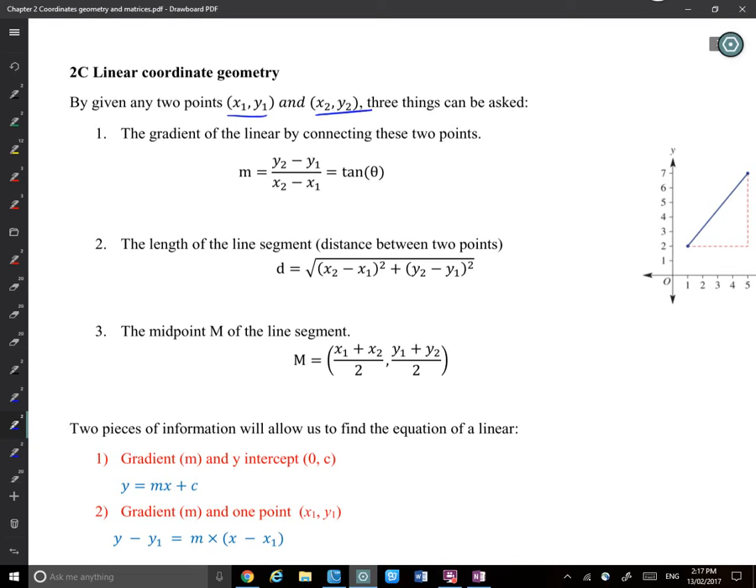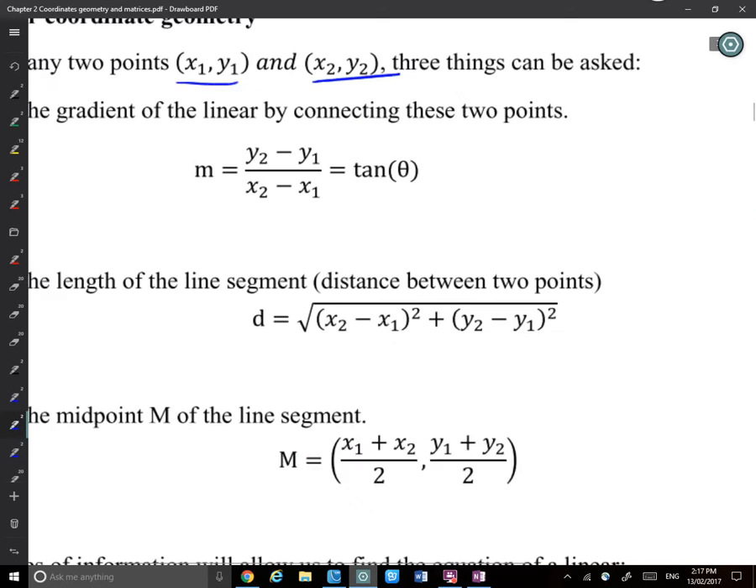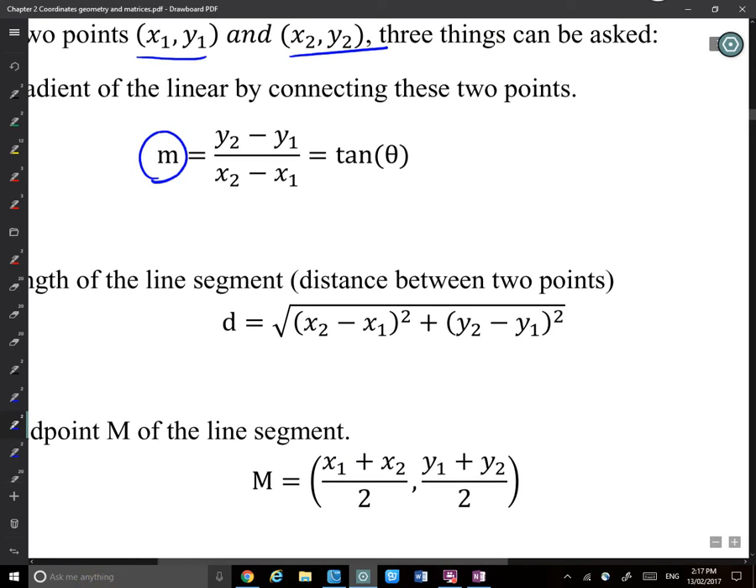The first thing is the gradient of the line connecting those 2 points. The second is the distance between those 2 points. Third is the midpoint between those 2 points. You should be able to know those 3 formulas by now, because we learned that since year 9. And the only thing I want to talk about is what the gradient really represents.